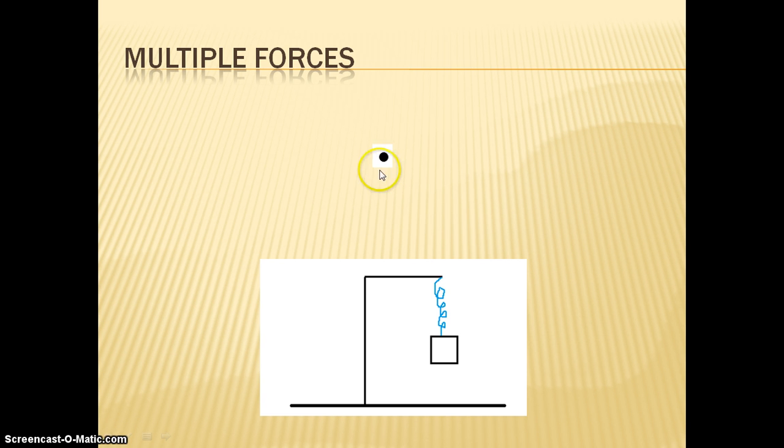This one with a spring. Gravity is present, as always. And then we have the spring force directed upwards. Force, spring.